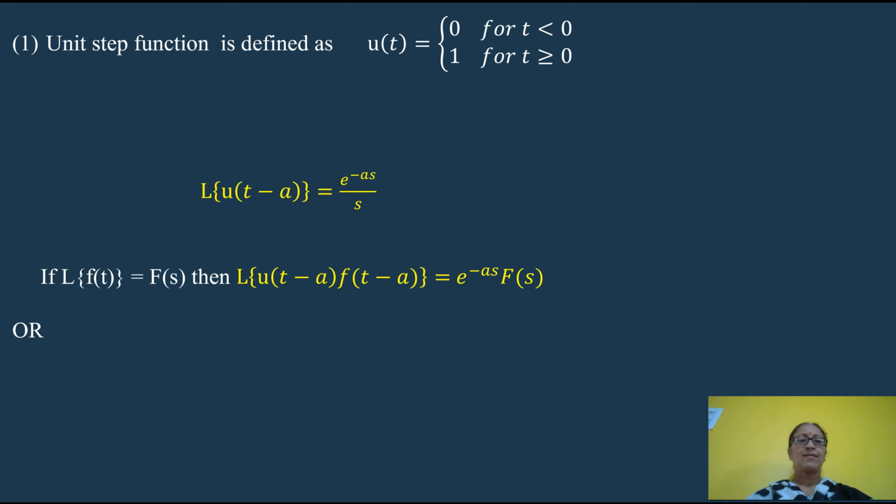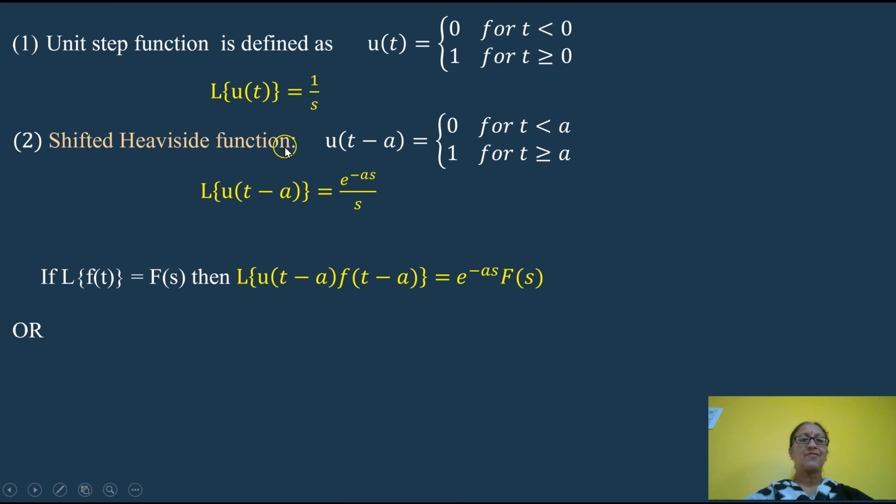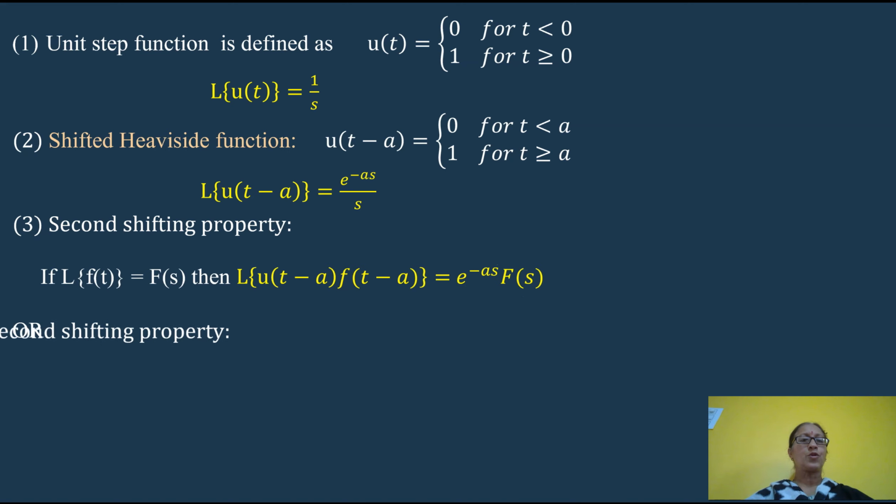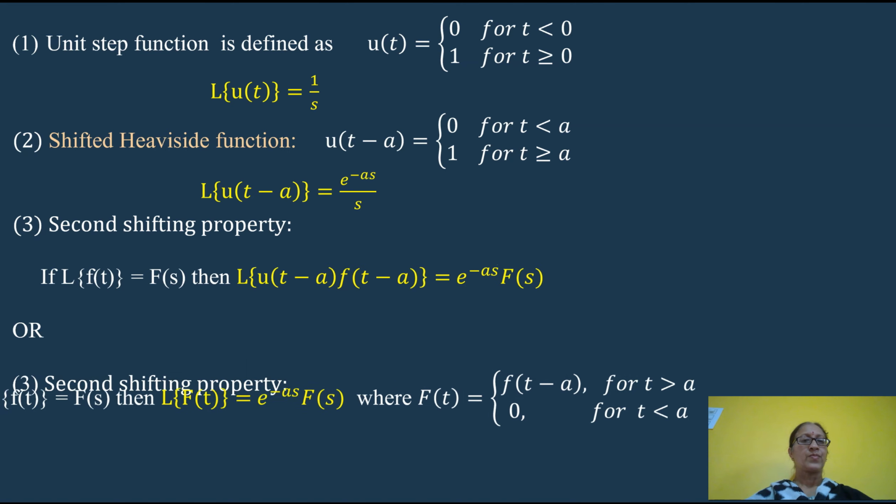Now here we have discussed unit step function, definition of unit step function, Laplace transform of unit step function, that is 1 by s, L of u of t equal to 1 by s. Then shifted Heaviside function, that is u of t minus a, this is definition of u of t minus a, and Laplace transform of u of t minus a is e power minus as upon s. Then second shifting property.